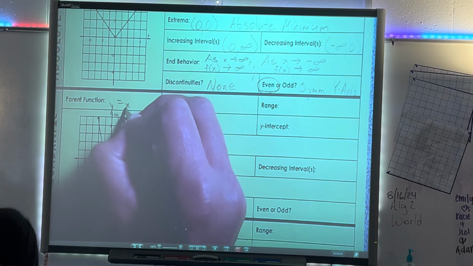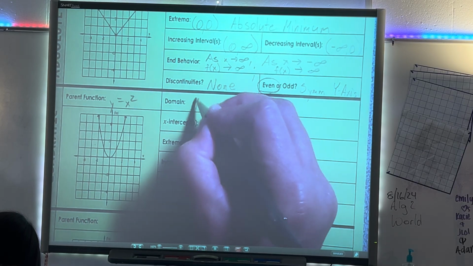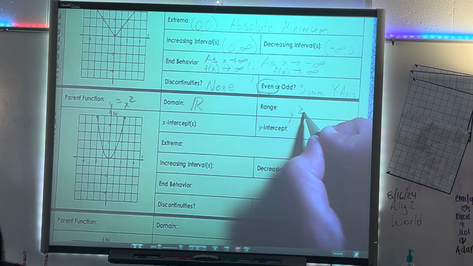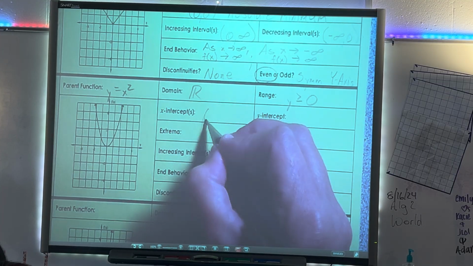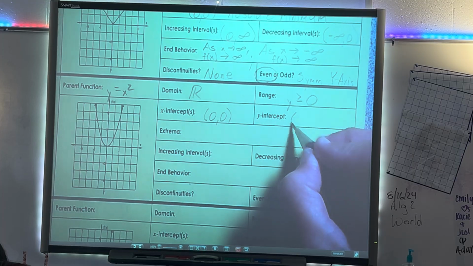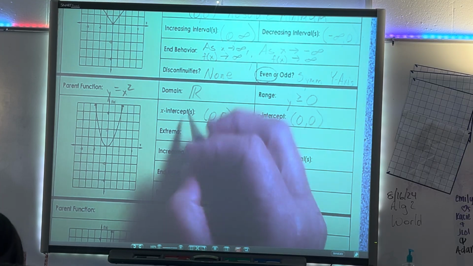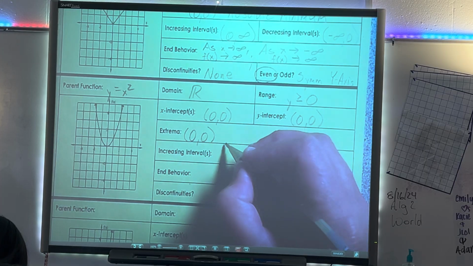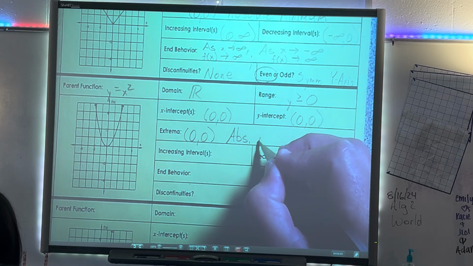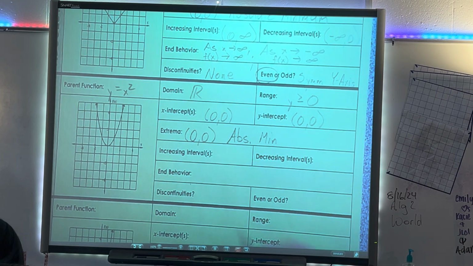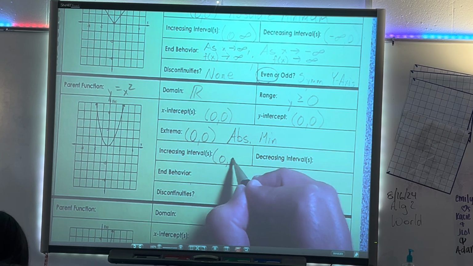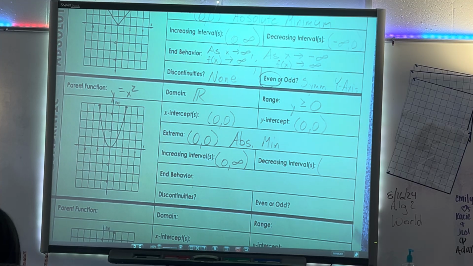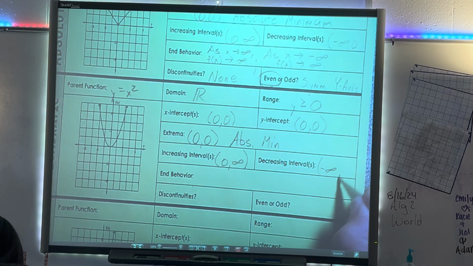Okay, so here is your parent function for quadratic. Y is equal to x squared. Domain is all reals. Range here also greater than or equal to 0. Intercepts are 0, 0 here. Extrema, same as the absolute value. You have an absolute min there. So I'm not going to write that out all the way. Alright, it increases from 0 to infinity and decreases from negative infinity to 0.